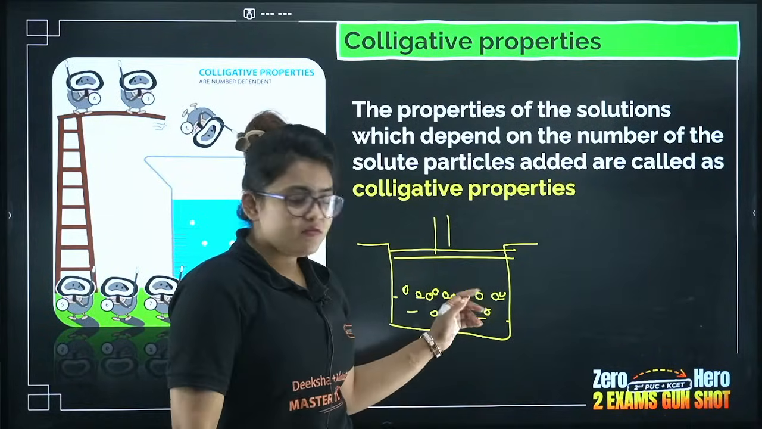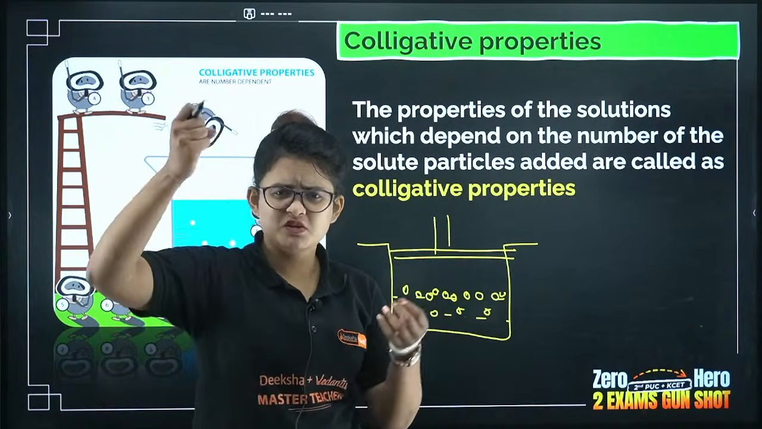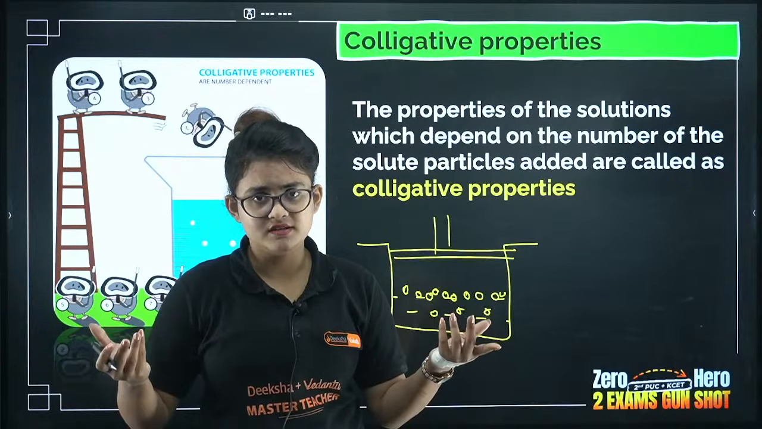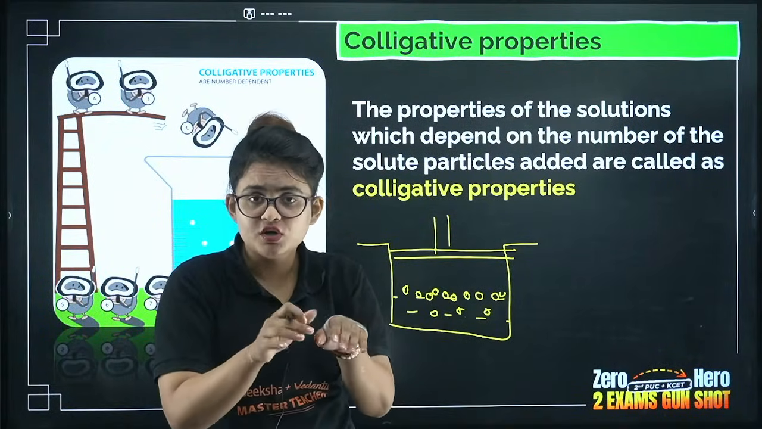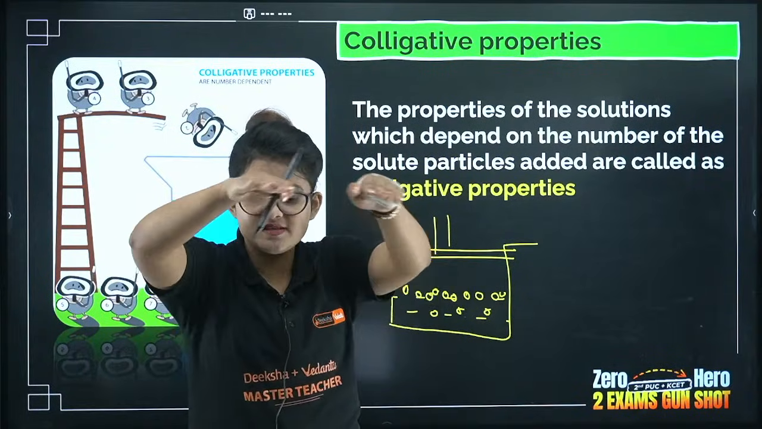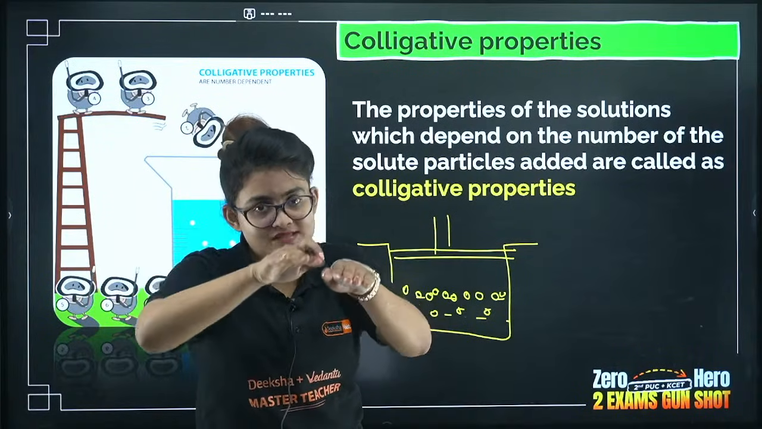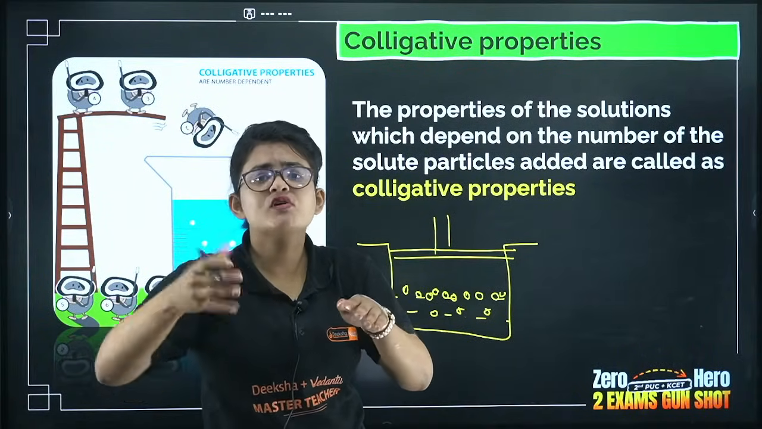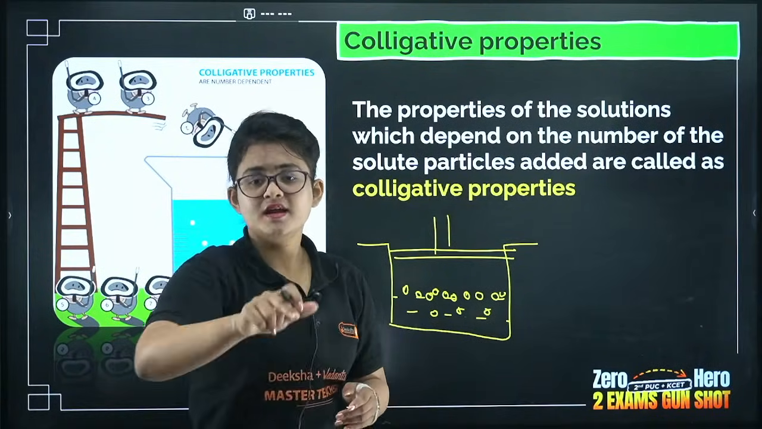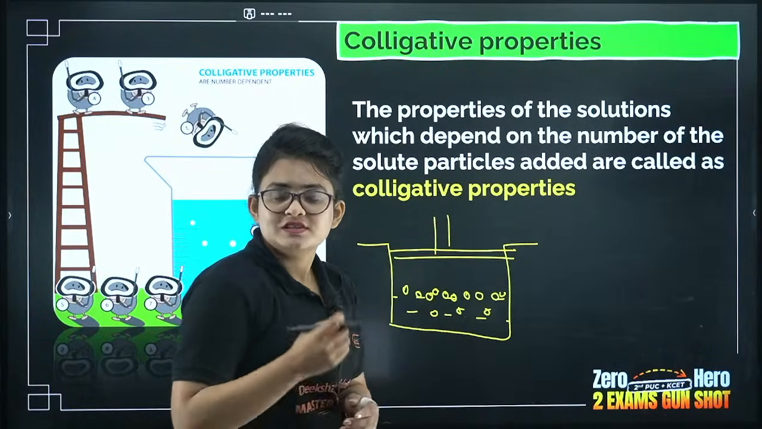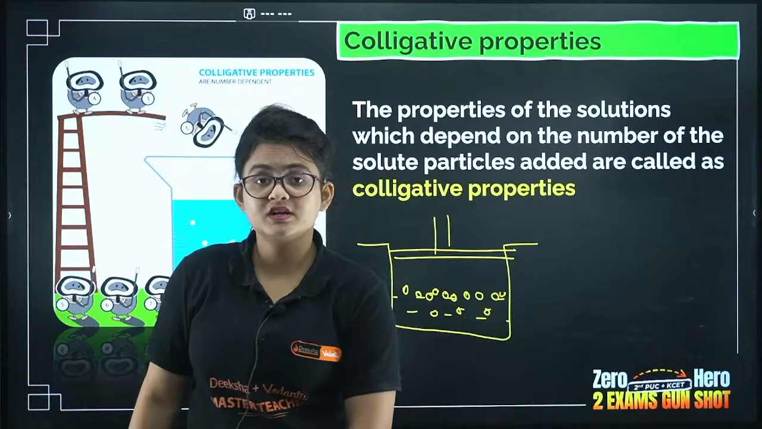So initially, when there was no non-volatile solute, the vapor pressure was high because it was a volatile solvent, right? But whenever I put some non-volatile solute in it, they get accumulated and the surface area is blocked. Evaporation takes place from the surface, right? Now the surface area is blocked, so how will evaporation take place? So in general, what will happen? The vapor pressure will decrease. That's the reason the properties you get are called colligative properties.